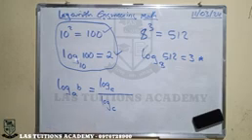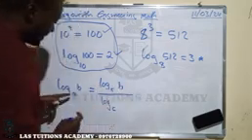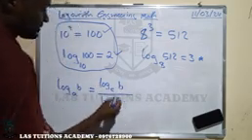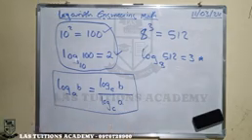Now see what I'm going to do next. I'll get this B and put it here. Get this A and put it there. So I have changed the base. Very simple and straightforward. Okay, so we have changed the base completely.